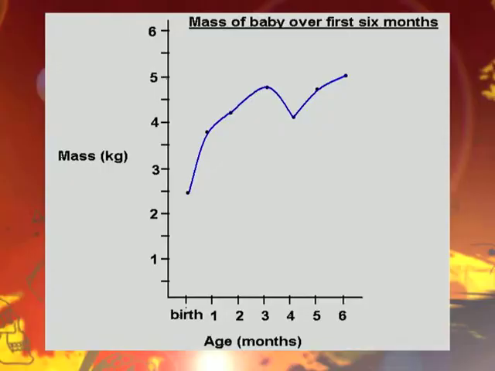Now try out your new skills by drawing a line graph of the following. Nandi kept a record of her new baby's mass over the first 6 months. She recorded the information in a table. Now plot this information in a line graph. The independent variable goes on the x-axis, and in this case, it's age. The dependent variable will go on the y-axis.